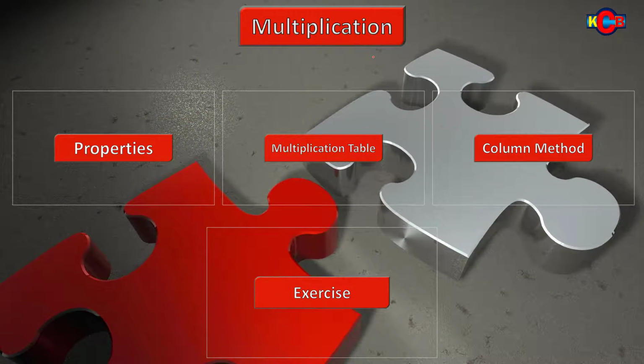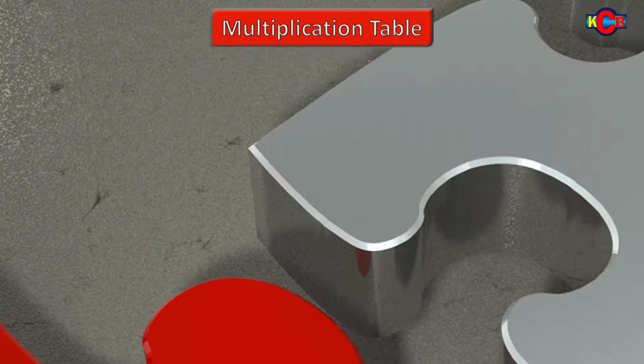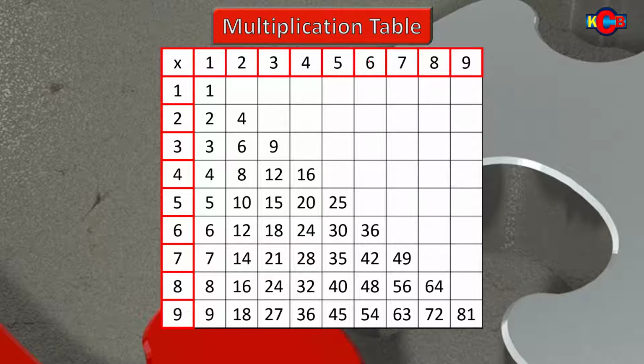Now, we are going to learn about the multiplication table. This is an incomplete multiplication table. First, I would like to talk about how we are going to use this table. Look at the first column. This is the first column.